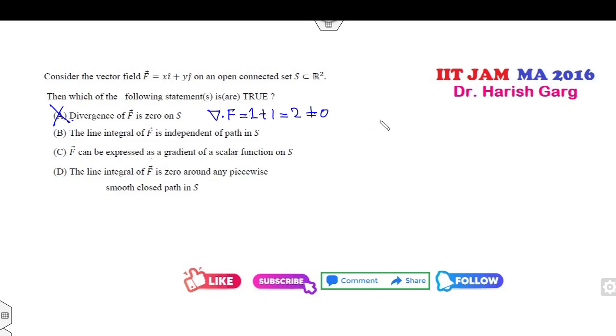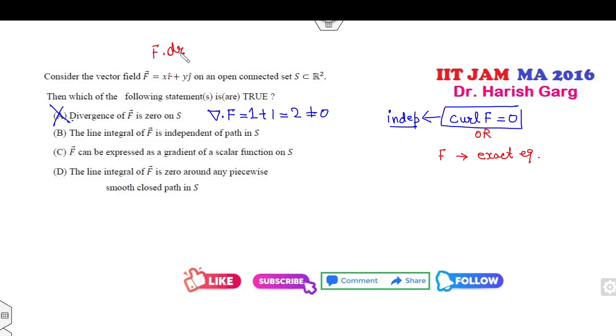Line integral is independent. So independent means if you prove that the curl of the F is 0, then it means they are independent. Or if you prove that your F will form the exact equation, like I can write this F dot dr. What is the F dot dr? x into dx plus y into dy. I can write this function is half of x square plus y square over 2, which is called say phi.